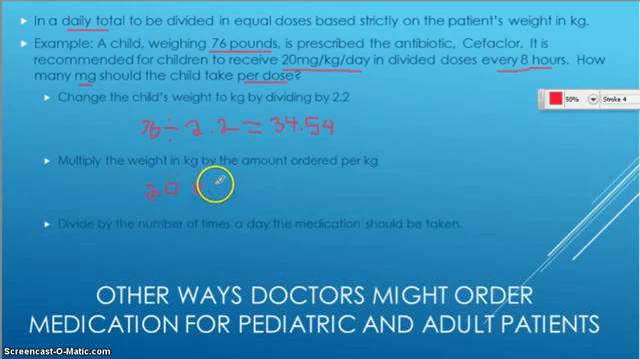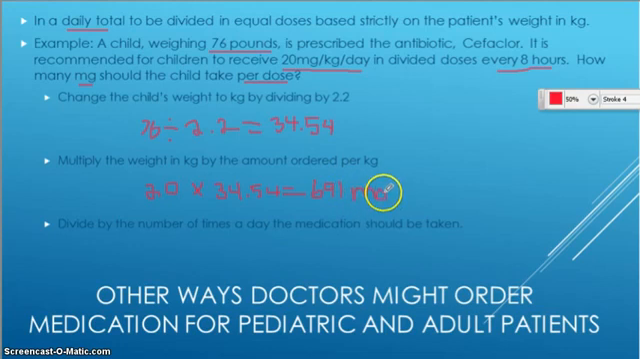So 20 times 34.54. And since I left that big long number in, I'm just going to do times 20 and hit my equals button. And I'm going to get 690.9, and it's going to keep going. We're going to repeat 690.909090. So I'm just going to round this to 691 milligrams now.